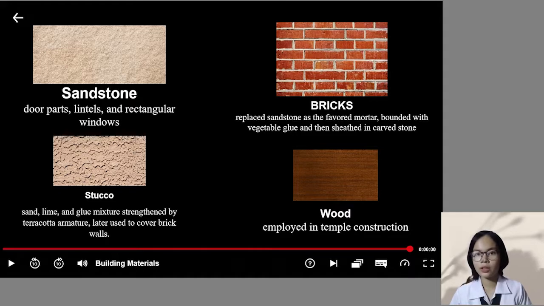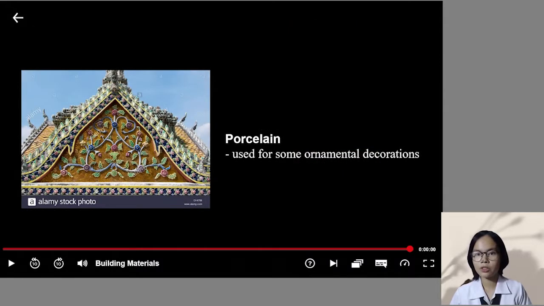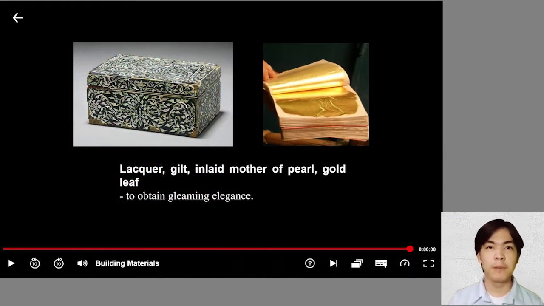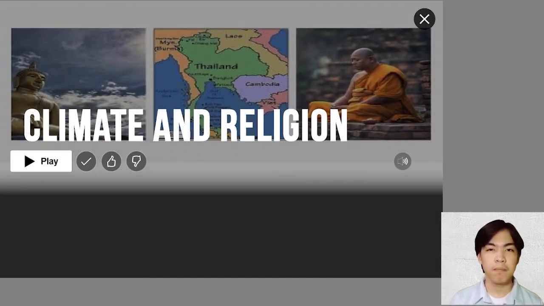Wood is also employed in temple construction. Porcelain is used for some ornamental decorations. Glass mosaic pieces highlight gables and pillars.